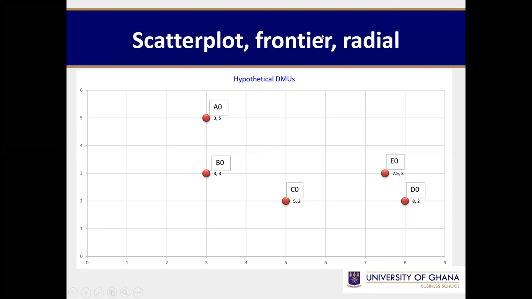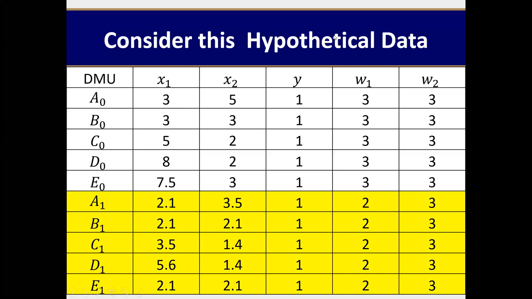Now, how you scatter plot it, let me show you briefly. Do you all know how to scatter plot it? Scatter plot just the numbers, not the names of the DMUs, not the column of the inputs. You can see that this is two inputs, one output. So you scatter plot the 3 and 5, 3 and 3, 5 and 2, 8 and 2, 7.5 and 3. You highlight them from 3, stretch it to 5, and then drag it all the way down.